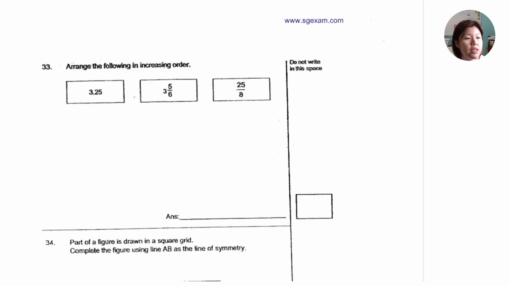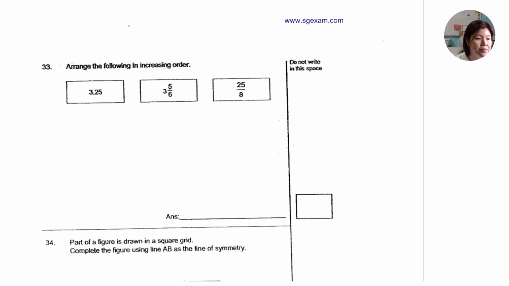Okay, next question, decimal by arranging in increasing order. We realize that the question is in decimal and fraction, and my fraction is in mixed number and improper fraction. So we will change it to fraction, mixed number, so that you can easily see it.